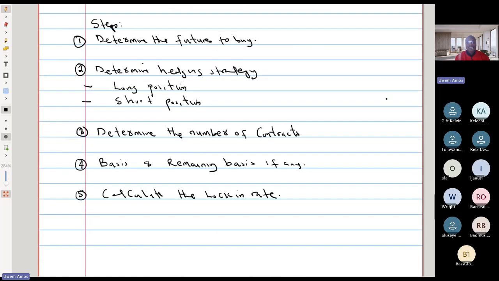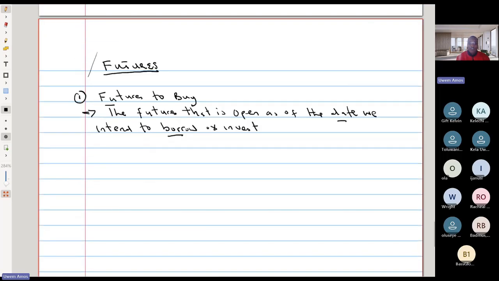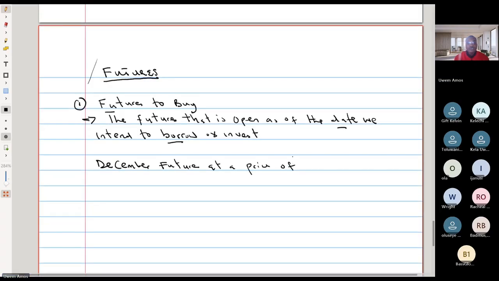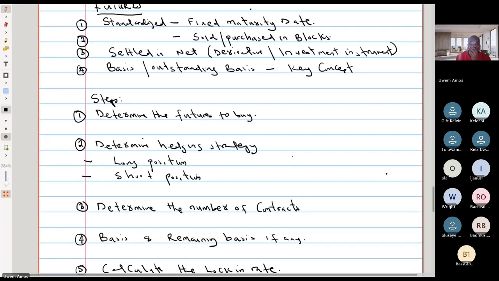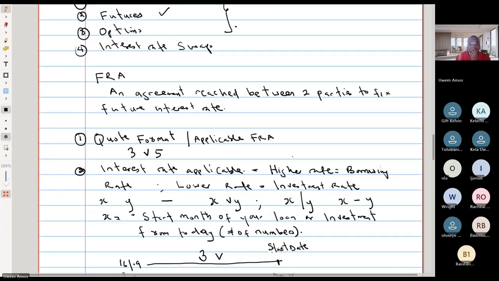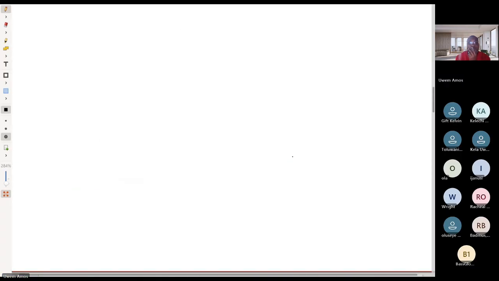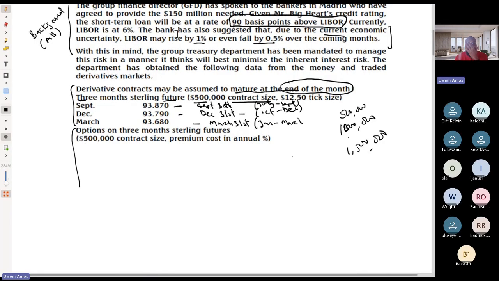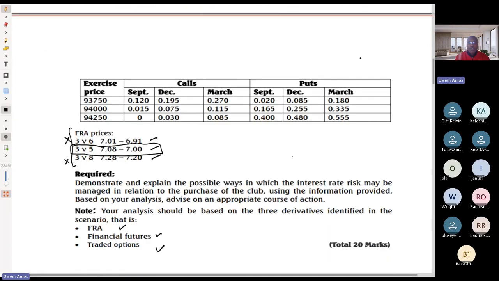So free marks, that's the free mark for us. So the applicable futures is the December futures at a price of 93.790. I'm going to explain what that means.